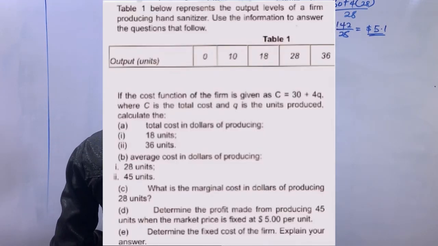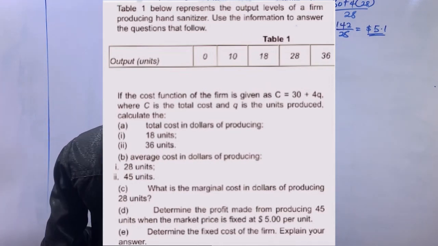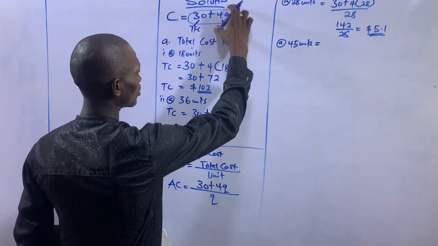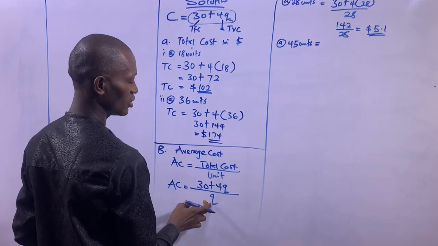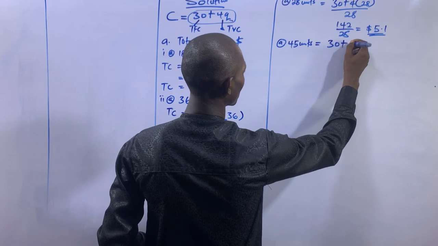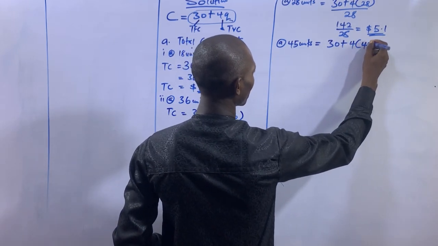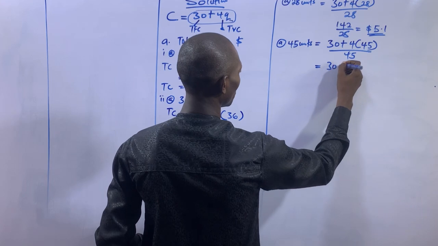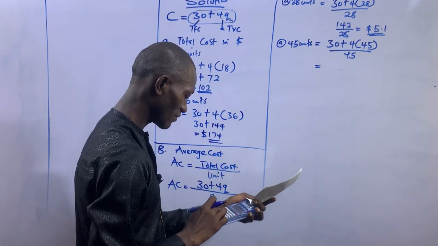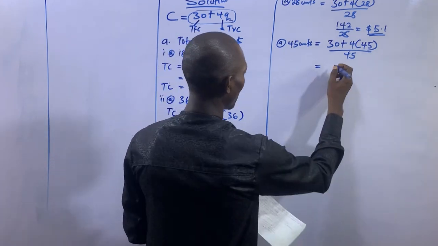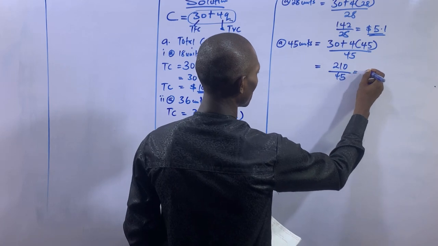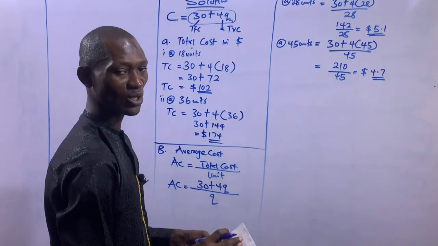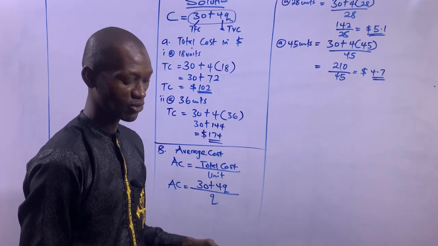Then Roman figure 2 now. Average total cost of producing 45 units. We are still going to make use of this, not the total cost, because total cost divided by quantity or units produced is average cost. So here we have 30 plus 4 into 45, divided by 45. It's not 28 any longer, it's 45 now. So 45 times 4 plus 30 is $210, divided by 45. That gives us 4.7 dollars. That's the average cost of producing 45 units. So it's as simple as that.